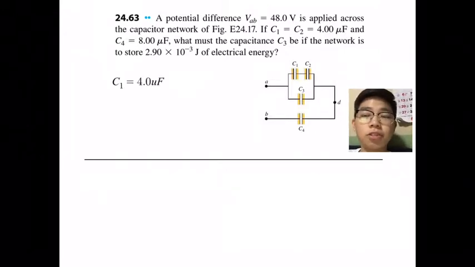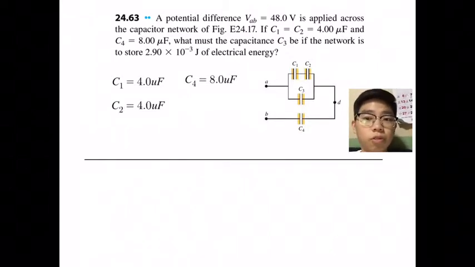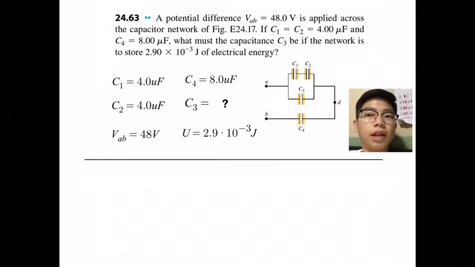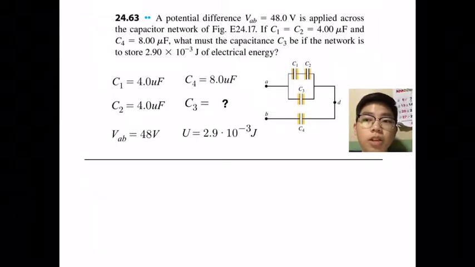So let's look at our given. C1 is equal to 4 μF, C4 is equal to 8 μF, C2 is equal to 4 μF, and C3 is what is missing. Meanwhile, we have our potential difference, which is equal to 48 V, and our total electric energy, which is 2.9 times 10 to the negative 3 joules. So first, to find the individual capacitances of each section, we first need to find the total capacitance.